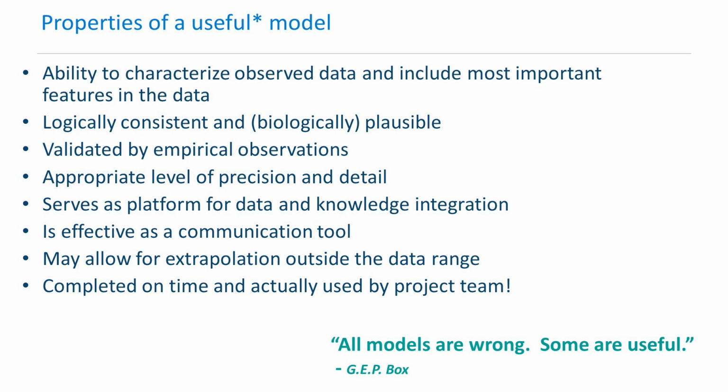It must be validated by empirical observations. When we talk about model validation, which I didn't get into in this presentation, a lot of times what will happen is we will develop the model on part of the data set and then validate it on another part to make sure that it's consistent with external data as well. That's called external validation. It has to have the appropriate level of precision and detail, not more. It is possible to model forever and make things much more perfect, but at some point you have diminishing returns. So you have to have the appropriate level of precision and detail, but not more.